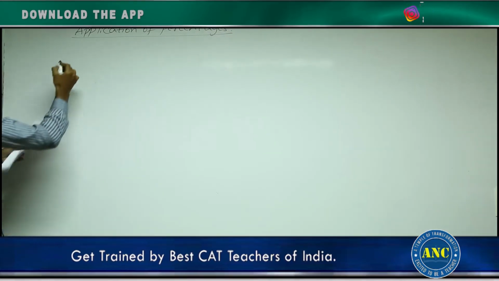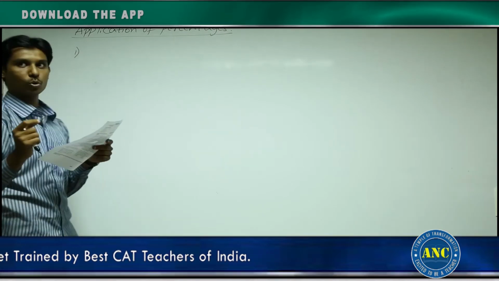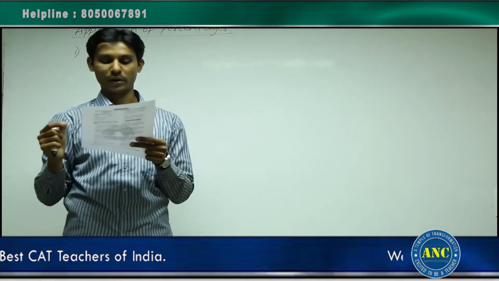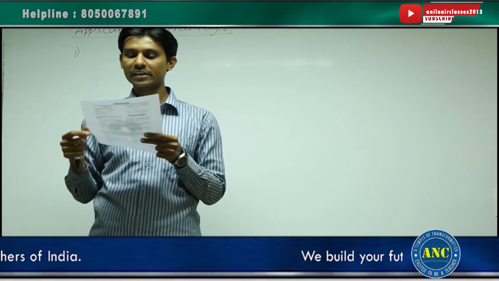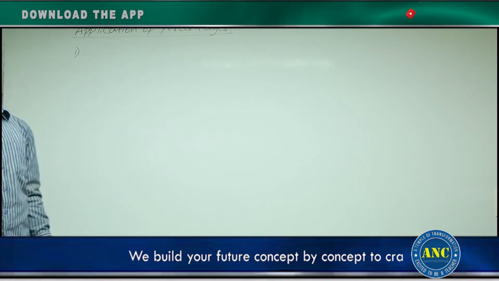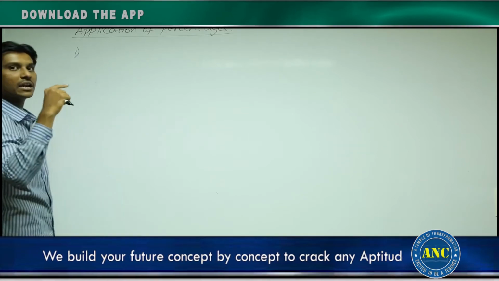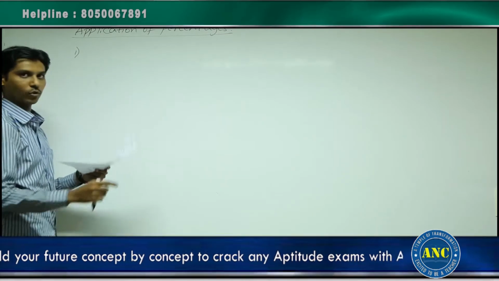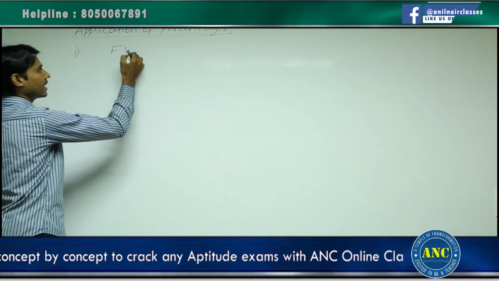Please see the first question. The population of a town is 2 lakhs. If the population increases by a steady rate of 2%, what should be the population after 4 years? See here, they are asking you the final value of the population after 4 years. Final value is what they are asking.